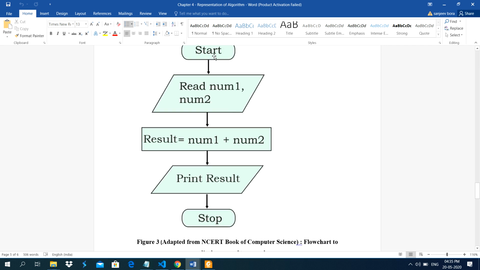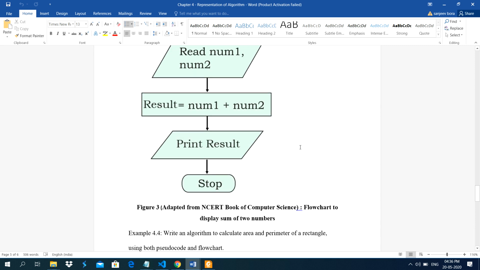This is the flowchart. The first step is start. In this parallelogram, what we have written here is to input num1 and num2. You see here what is written here, read, but in place of read you can write input. Whatever the step, it should be clearly understandable. Whenever you are writing pseudocode, you are writing it for the person you have to show it to, and the pseudocode should be understandable to you and to whom you are showing it. The next step is result equals num1 plus num2, then print result, then stop.